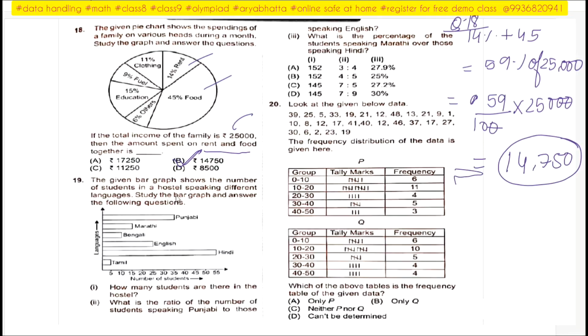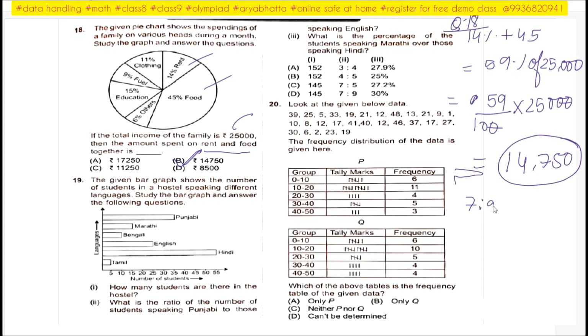Now a bar question. The given bar shows the number of students in the hostel speaking different languages. Now they are showing the languages on the y-axis and the number of students on the x-axis: Tamil, Hindi, English, Bengali, Marathi, and Punjabi. Now they are asking how many students are there in the hostel. Now you will tell me how many students are there in the hostel. 145. Good.